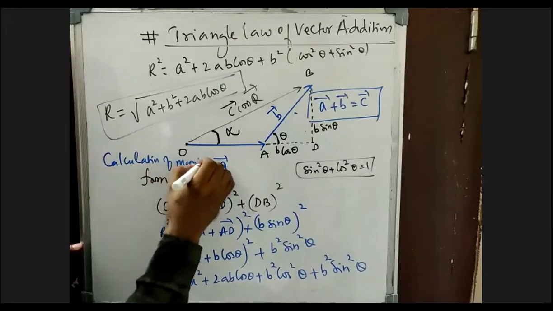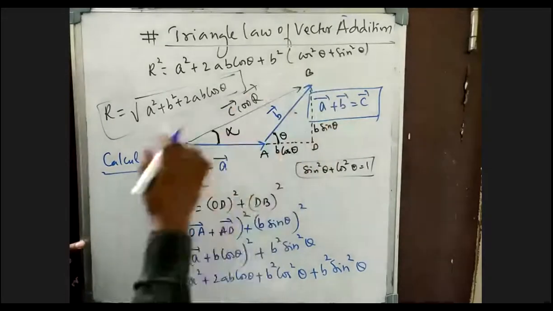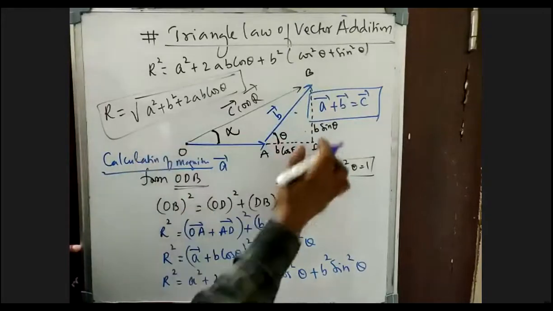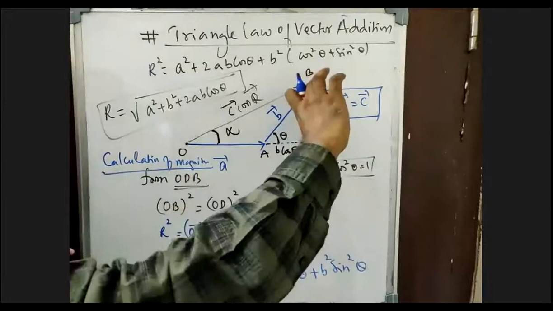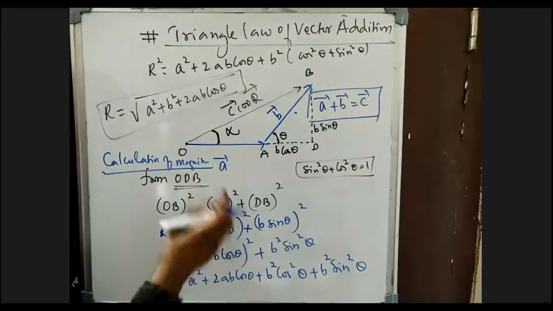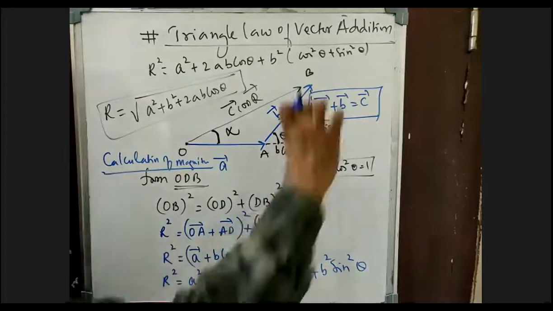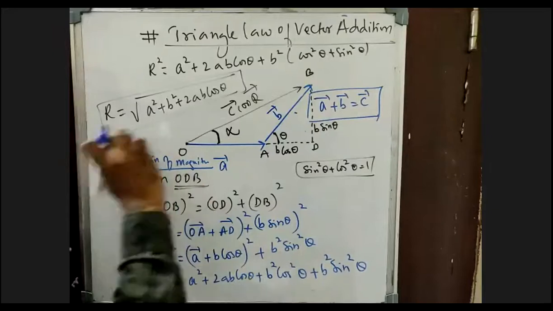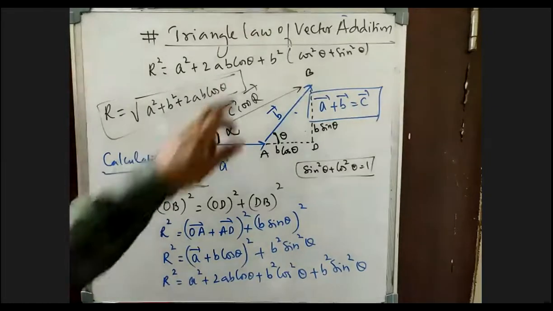From the right angle triangle ODB, OB square is equal to OD square plus DB square. Everything is given in the problem right now. OD is nothing but A bar plus B cos theta that I have written here. DB is nothing but B sin theta, so B sin theta whole square I have written. Simplified, I got the relation R is equal to under root of A square plus B square plus 2AB cos theta. What is the theta?